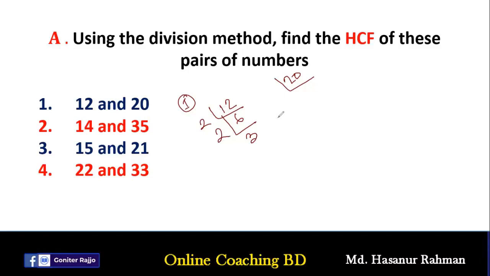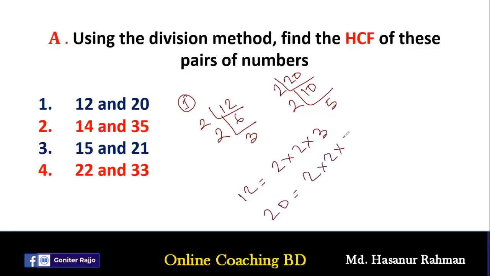And what does 20 represent? 20 can be divided by 2. So 2 times 10 is 20. Again, we can divide 10 by 2. That will be 5. So we can express 12 in this way: 12 is equal to 2 multiplied by 2 multiplied by 3. And we can express 20 in this way: 2 multiplied by 2 multiplied by 5.